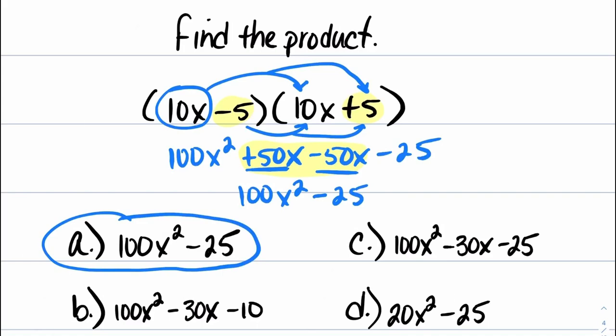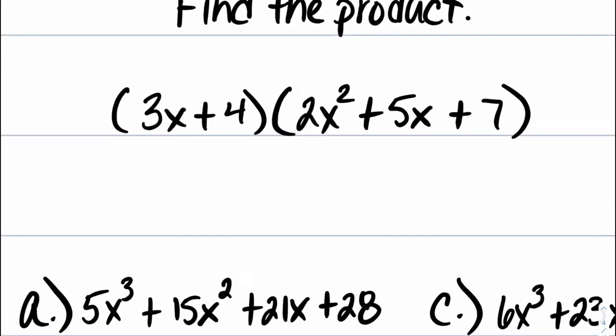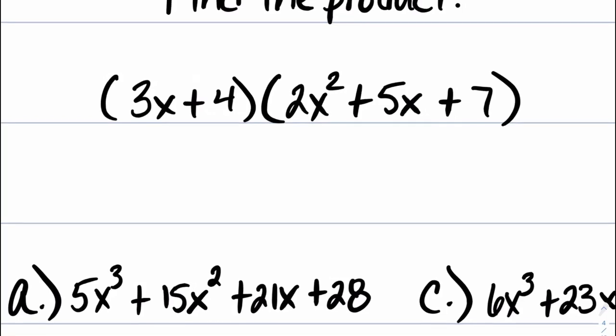In this example, we're asked to find the product. In this case, we're taking the product of a binomial and a trinomial. So in this case, we're going to have a lot more steps and a lot more terms to combine, but we can do it. Let's get started. Take this 3x from the left polynomial. We're going to distribute it to all three terms in the right one.